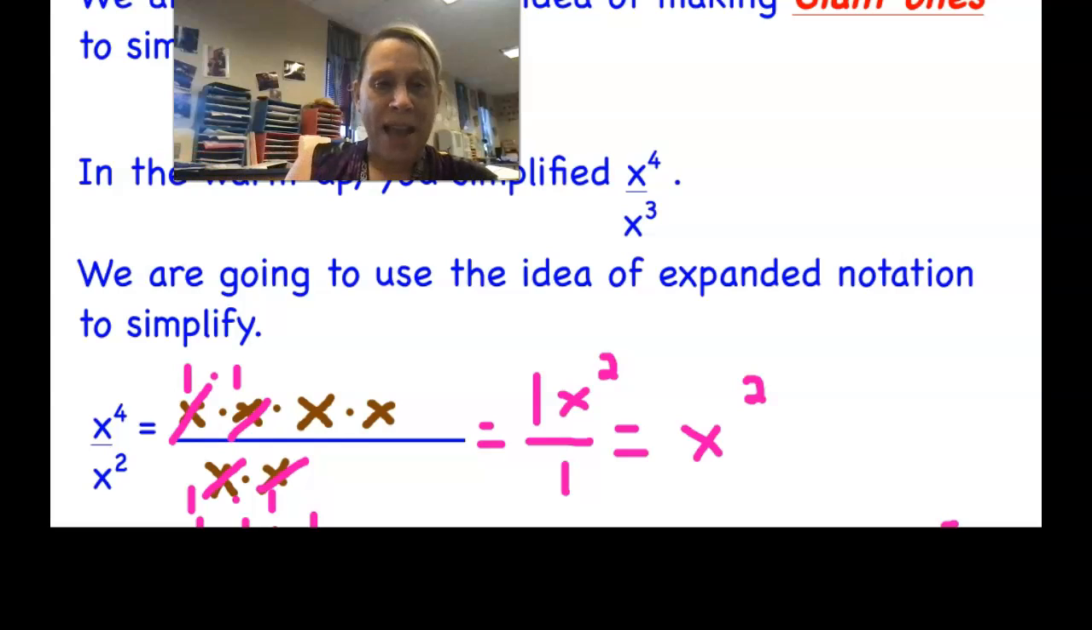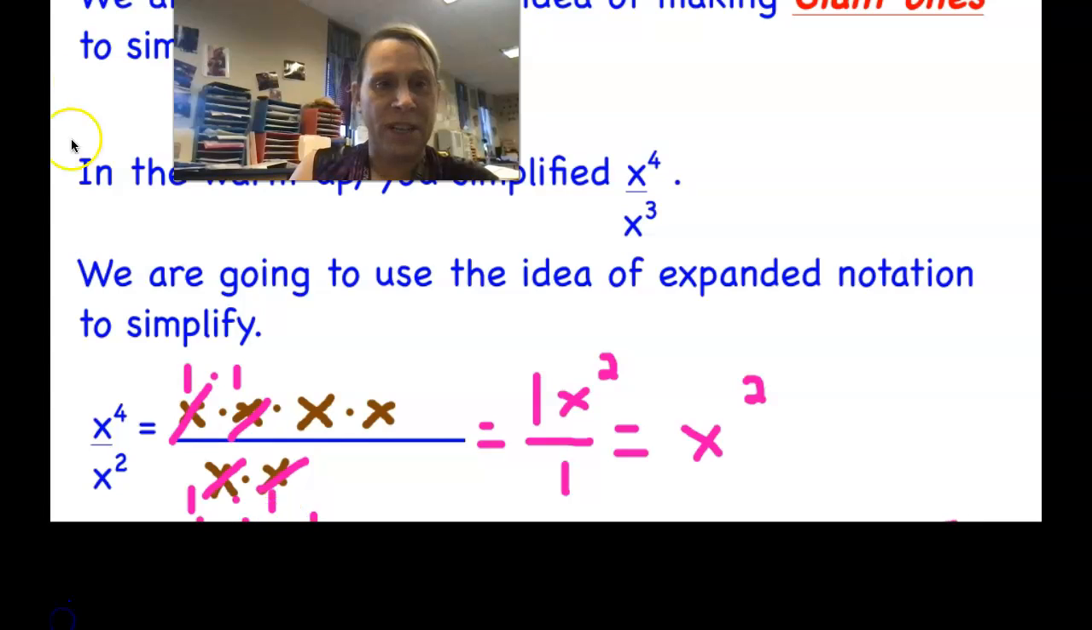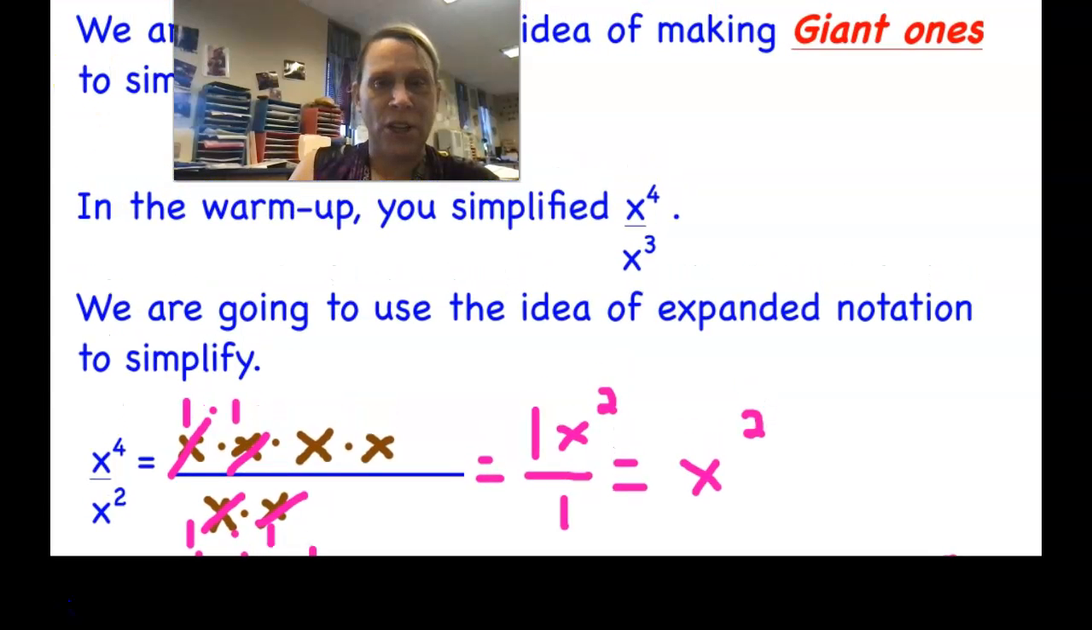All right, so I'm back. I'm on the next slide here, and hopefully you are feeling good about this new giant 1 idea to help us simplify. So x to the 4th divided by x squared, we would have a pair of x's in common in the numerator and the denominator to make 1. We'd have a pair of x's in the numerator and denominator again, but then we're going to have 2 left over to make 1 times x squared. Since we have a 1 in the denominator, our final answer is x squared.